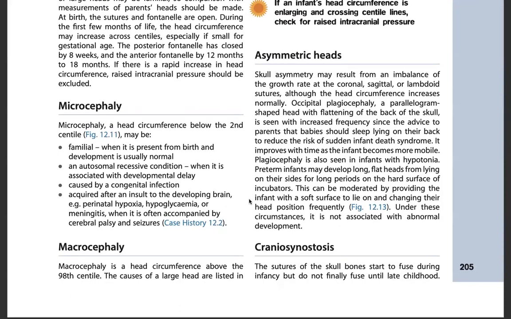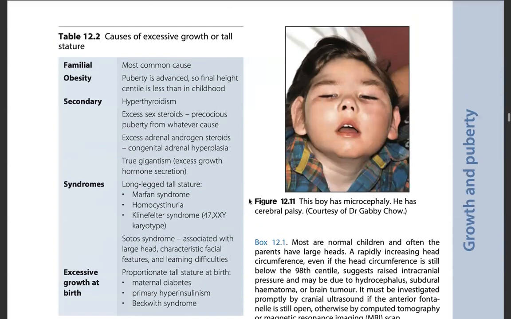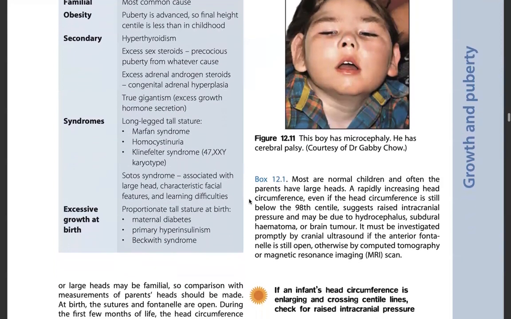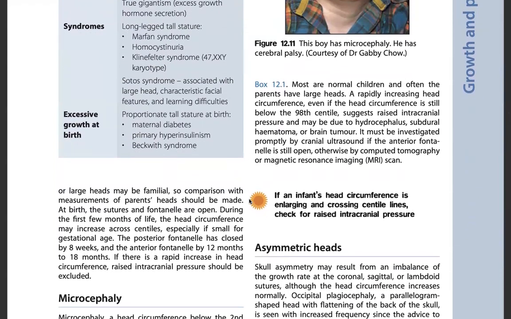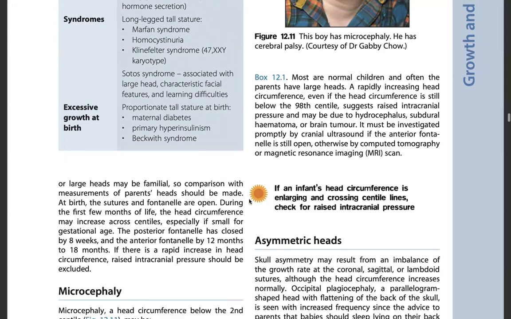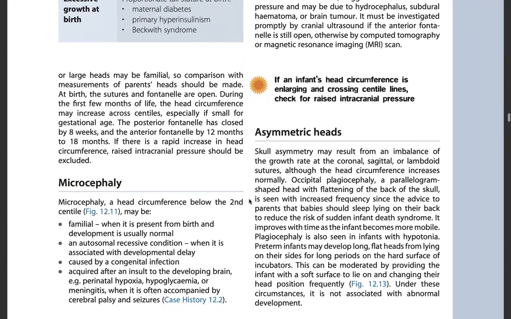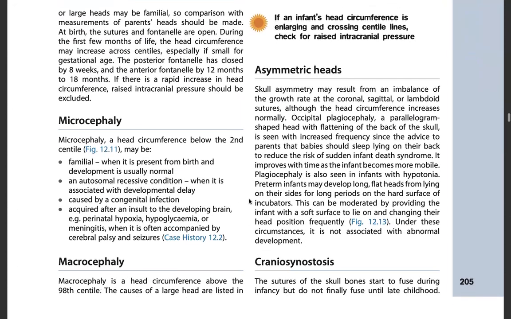Macrocephaly is a head circumference above the 98th centile. The causes of a large head are listed in the box. Most are normal children, and often the parents have a large head. Rapidly increasing head circumference, even if the head circumference is still below the 98th centile, suggests raised intracranial pressure and may be due to hydrocephalus, subdural hematoma, or brain tumor. It must be investigated promptly by cranial ultrasound if the anterior fontanelle is still open, otherwise by computed tomography or MRI scan. Bullet point: if an infant's head circumference is enlarging and crossing centile lines, check for raised intracranial pressure.